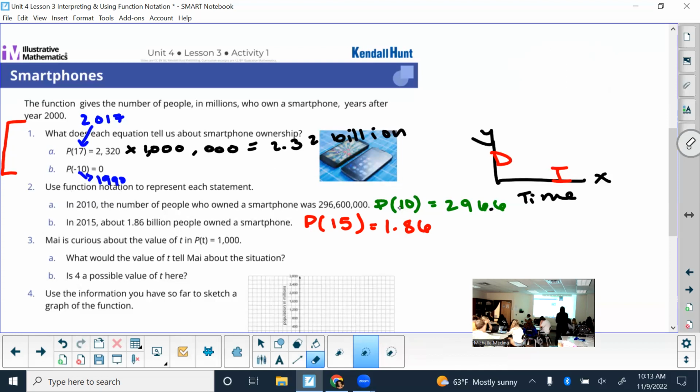Now, what about the 1.86? Is that good? Read it a little closer. It says 1.86 billion, and our outputs are represented in the millions, right? So how can I fix that?